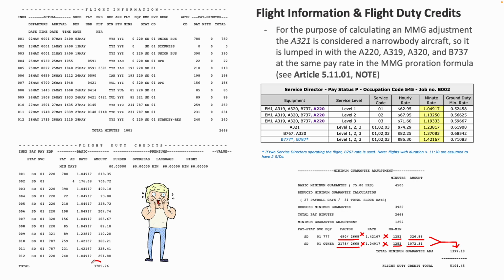If we take what I was already paid for my flying activity, that was $3,705.26, and then add it to the top-up we've just calculated, those together get us a final pay total of $5,104.45.